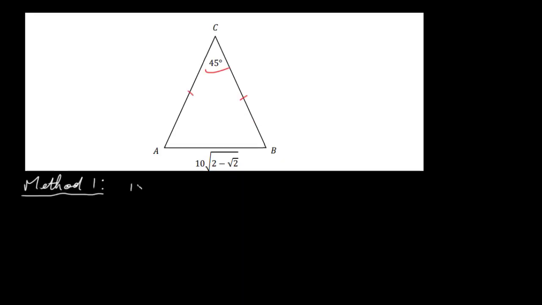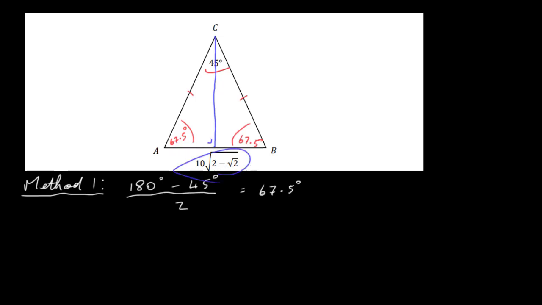Let's see. We're going to take 180 degrees and subtract 45 degrees, and divide that by 2. When you do that, you get 67.5 degrees. So this angle here is 67.5 degrees, and this angle here is 67.5 degrees. Now, the first thing I'm going to do is divide this triangle into two right angle triangles. I'm going to drop this down here, so we've got a right angle triangle here. So this distance here is going to be half of this distance here. Let's call it ABC, and let's call this point here D.